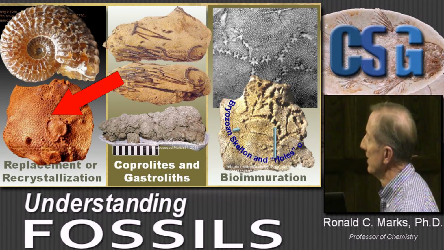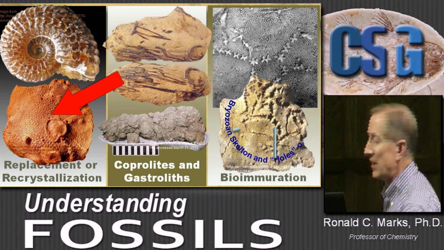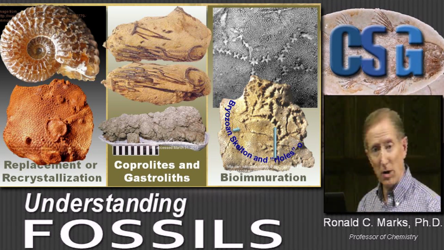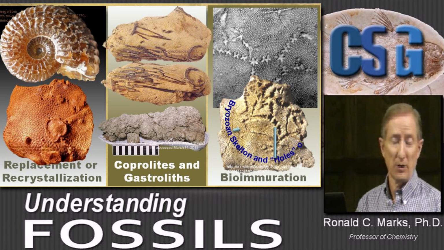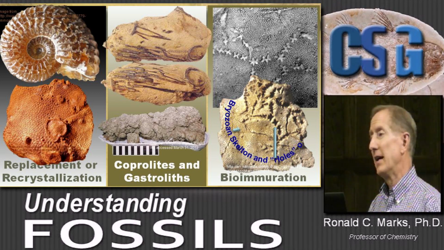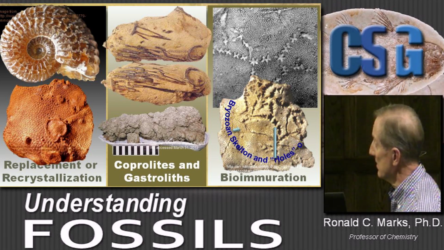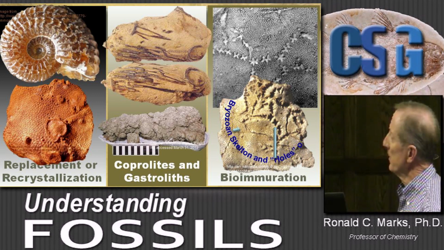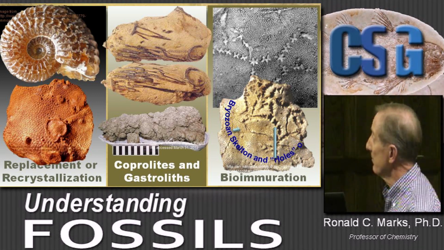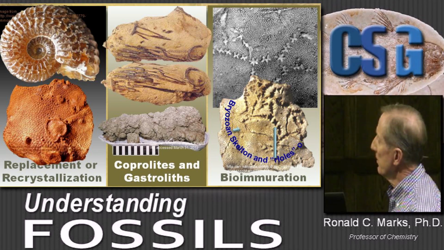In the bottom one, this is from a piece of coral, and coral is made also from calcium carbonate, but it's a very special mineral of calcium carbonate called aragonite. Now that aragonite has changed to just simply calcite. So it's been a recrystallization that has occurred to make that fossil, but we still have a lot of fine detail preserved. Sometimes we find coprolites and gastroliths.